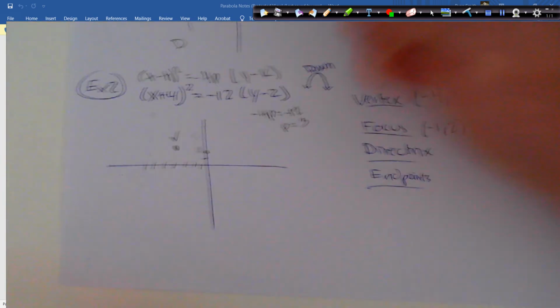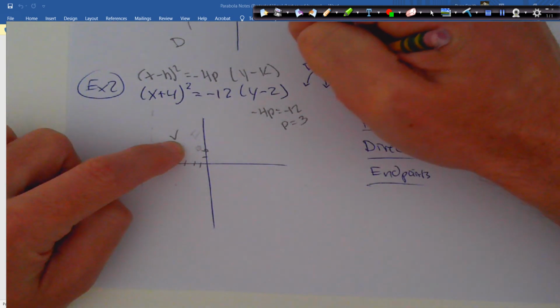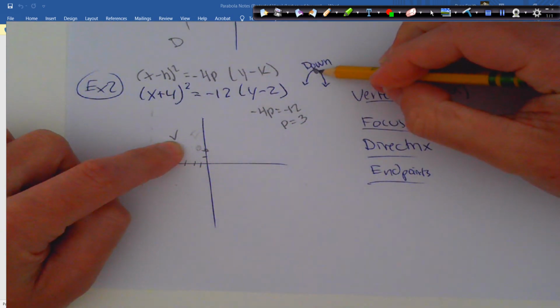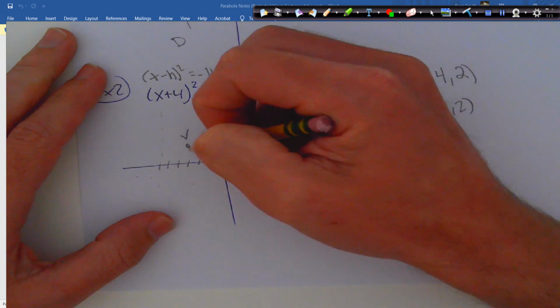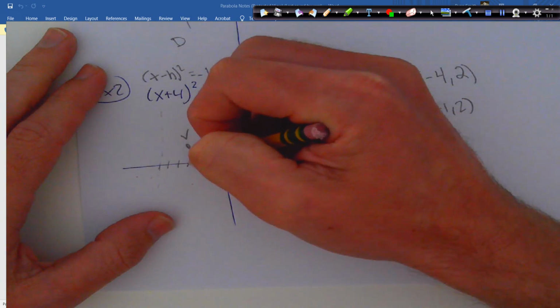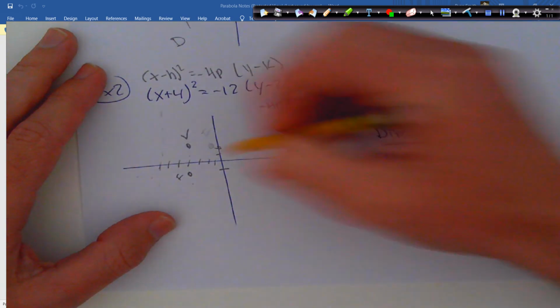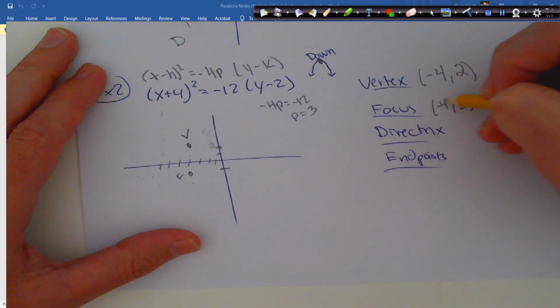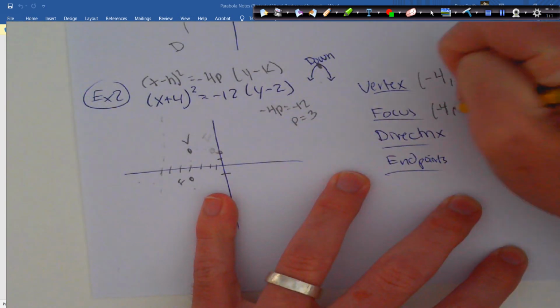Okay, which way should it be opening? Down. So where does the focus need to go? Well, if the vertex is right there at the top of the parabola, the focus needs to come down 3 points. I'm so sorry. So I'm going to come down 1, 2, 3 points. There's my focus. So that's at -4, -1. Hopefully I didn't lose all of you yet.